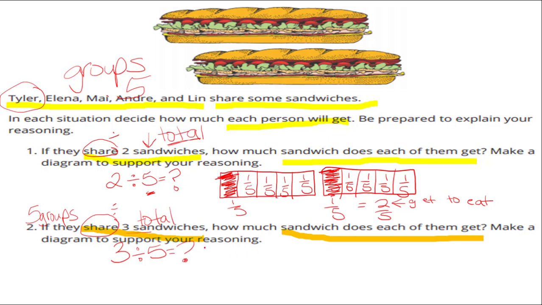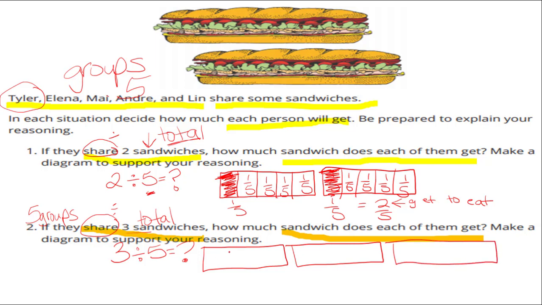So let's draw the 3 sandwiches. 1, 2, 3. And how many groups? I have 5 groups again. So 4 lines for each sandwich. 1, 2, 3, 4 gives me 5 groups.